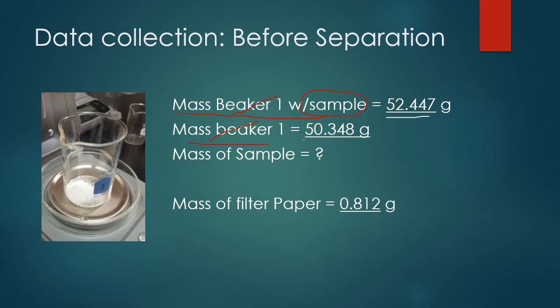Next, we're going to get the mass of the filter paper when it is dry and nothing is on it, because when we dry the silicon dioxide towards the end, we're going to be drying it on that filter paper. So we need to know the mass of the filter paper so we can subtract that out later as well. The mass of the filter paper is 0.812 grams. You can fill that in towards the bottom of your data summary for mass of filter paper.